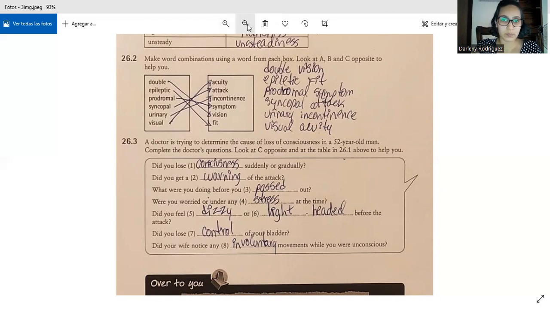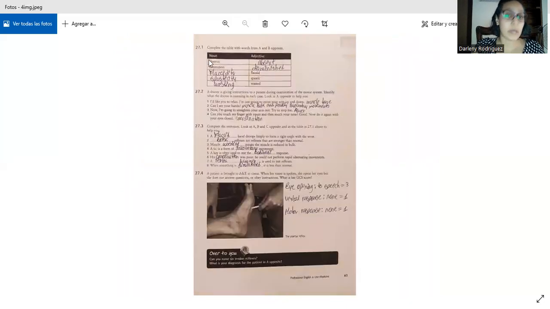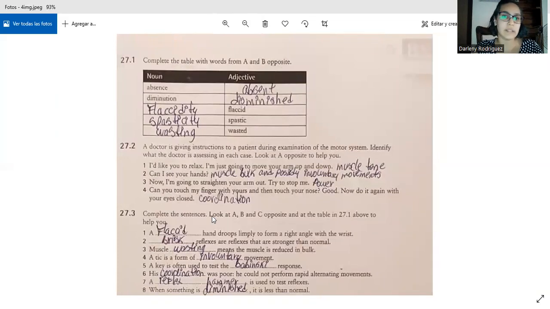Okay. The next chapter, 27.1. Complete the table with words from A and B. Noun, absence. Adjective, absent. Diminution, diminished. Flaccidity, flaccid. Spasticity, spastic. Wasting, wasted.